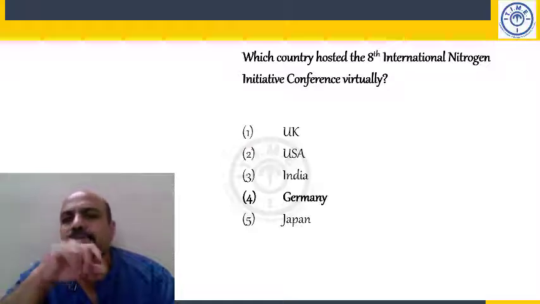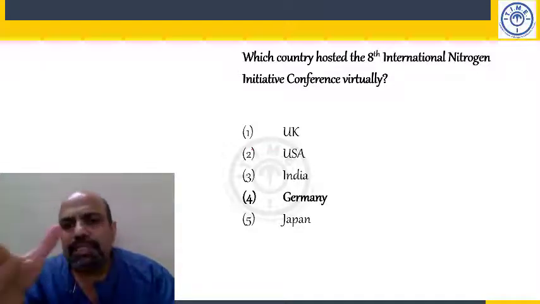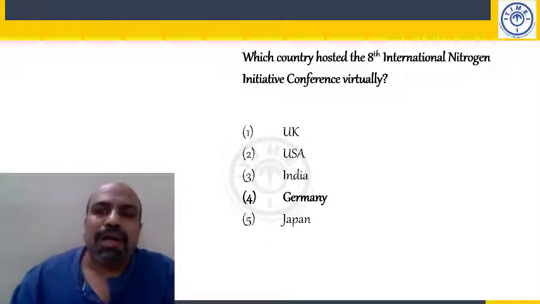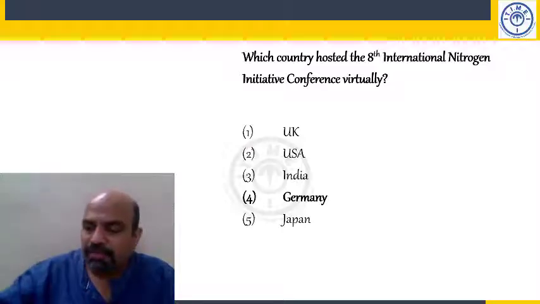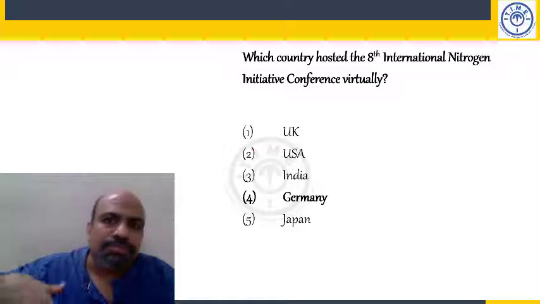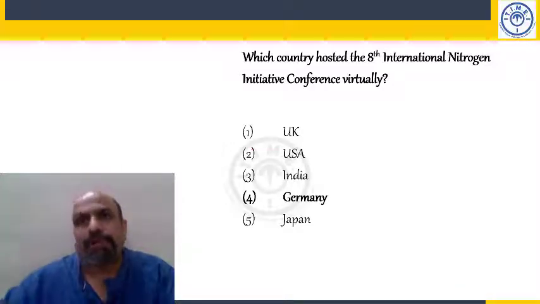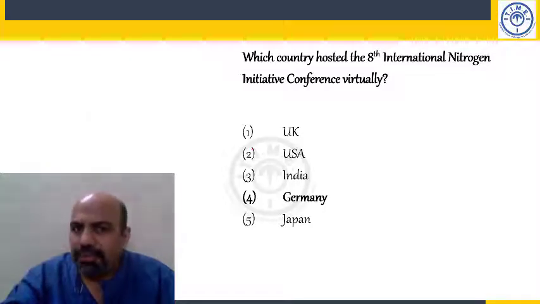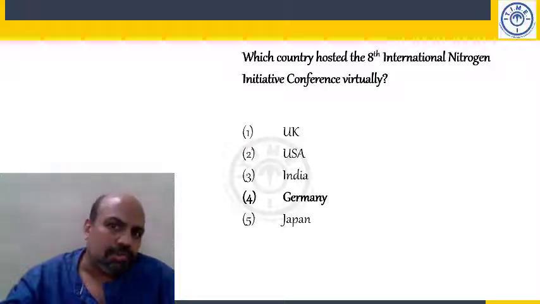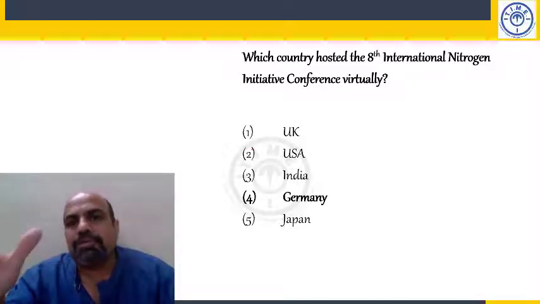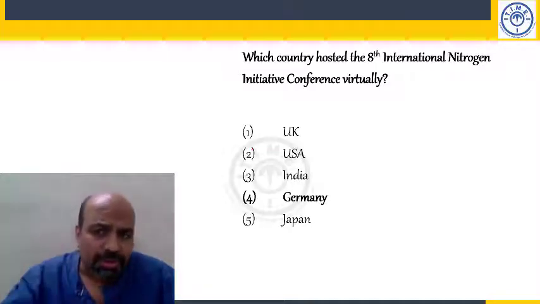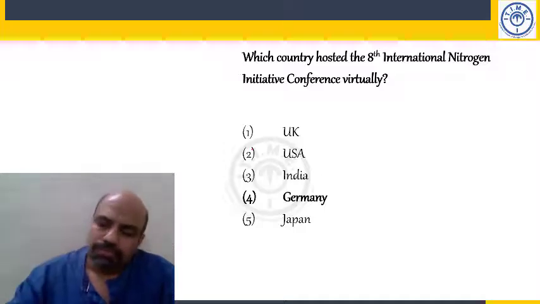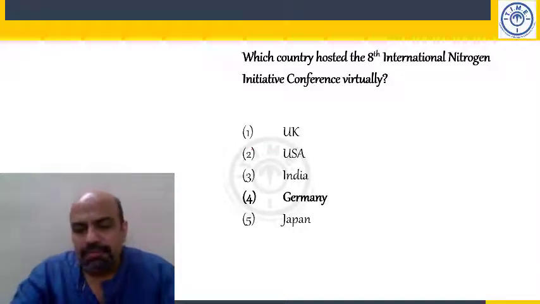Which country hosted the 8th International Nitrogen Initiative Conference recently? Germany. I was reading about this. I had no clue about this particular kind of conference. Never heard of it. But it's the 8th one, they say. I found that nitrous oxide is 300 times more environmentally damaging than carbon dioxide. It contributes 300 times more to global warming. I was stunned to read this actually. Through this conference, they want to bring awareness about this and take some steps to reduce the damage. It was held in Germany, as a virtual conference.